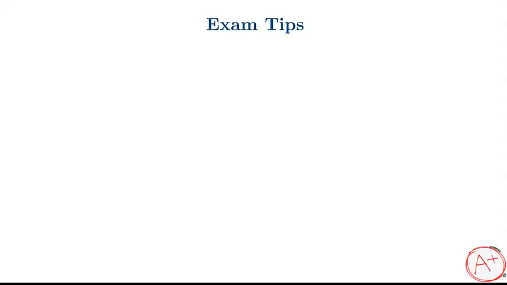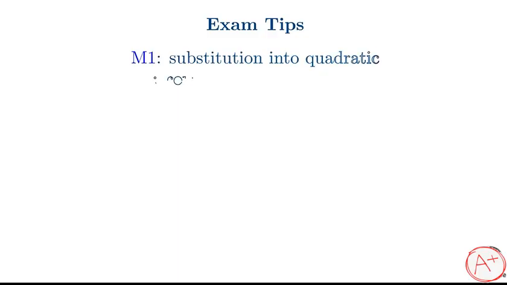In Cambridge 979 examinations, marks are heavily weighted toward the method. Even if you make a calculation error, you can still earn method marks for correctly substituting the linear expression into the quadratic.